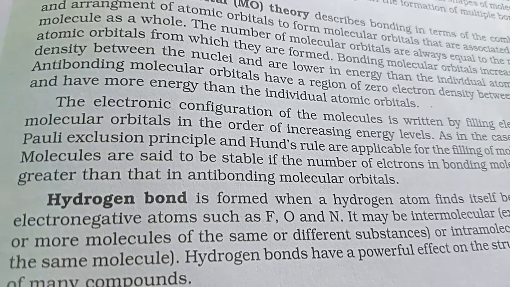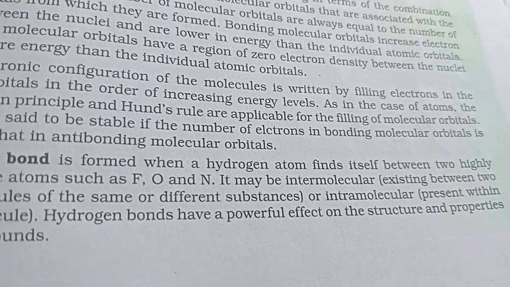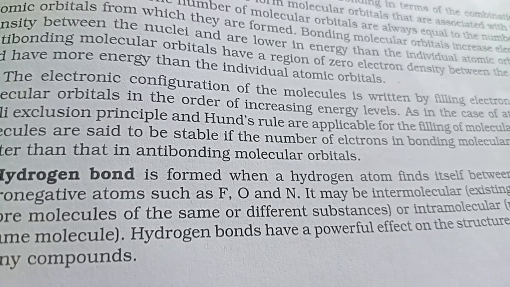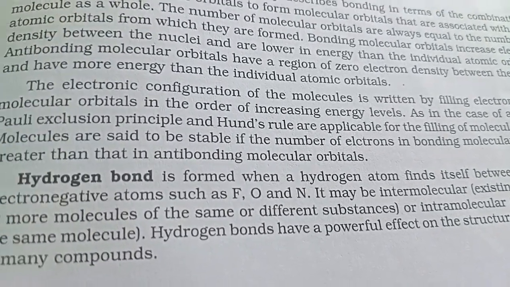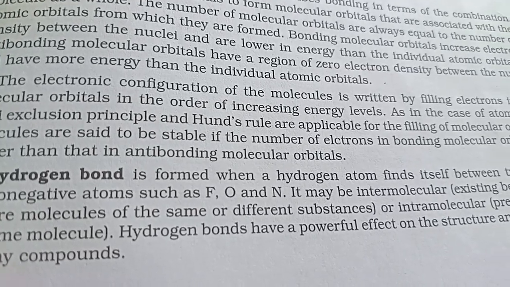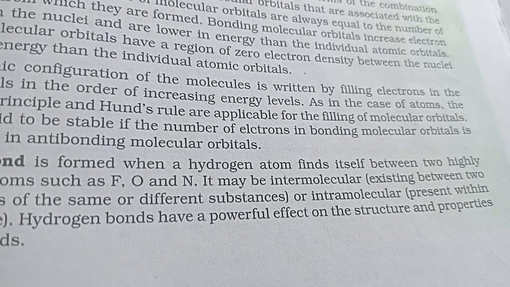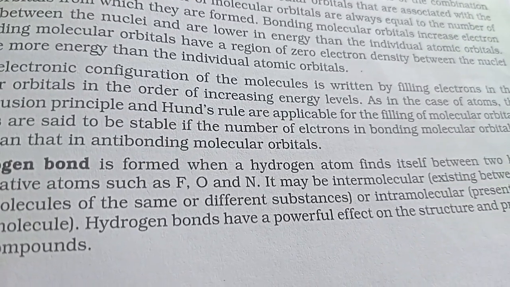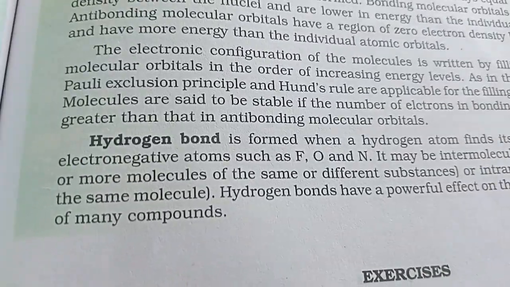Hydrogen bond is formed when a hydrogen atom finds itself between two highly electronegative atoms such as F, O, and N. It may be intermolecular, existing between two or more molecules of the same or different substance, or intramolecular, present within the same molecule. Hydrogen bonds have a powerful effect on the structure and properties of many compounds.